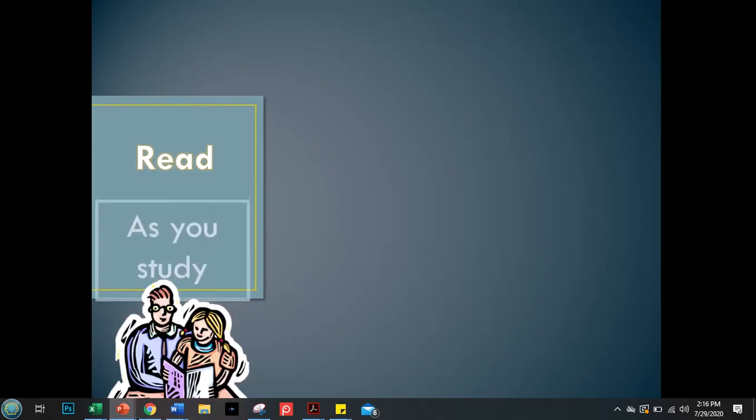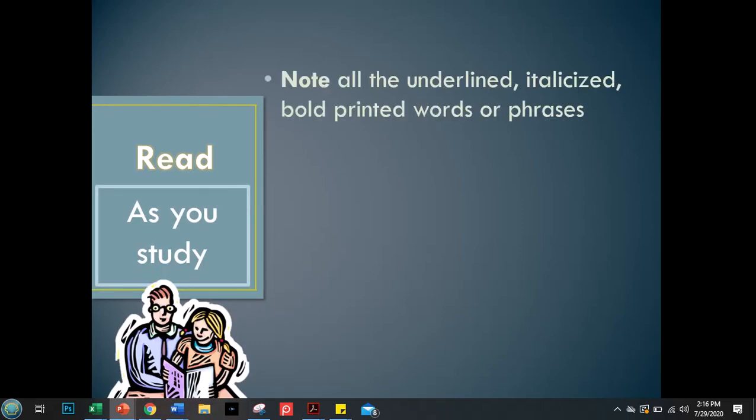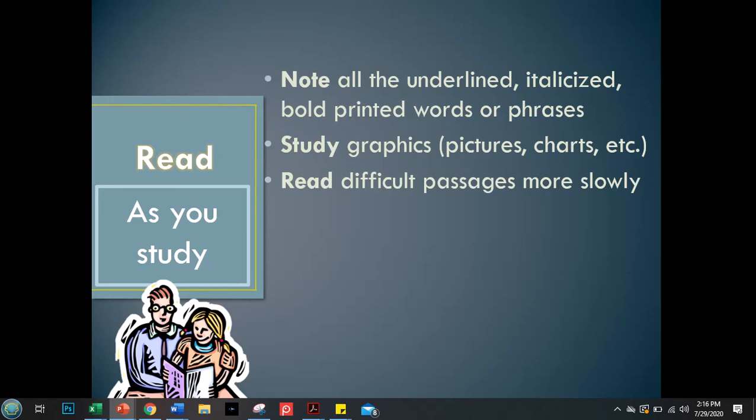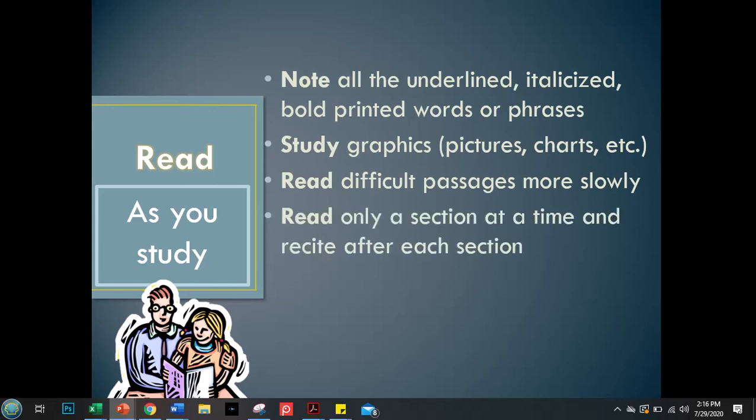So now we come to reading. As you study, note all the underlined, italicized, or bold printed words. Study graphics, pictures, and charts as you're reading. Read the difficult passages more slowly. Read them twice if you have to. If you're confused about something, make a note about that. Read one section at a time.